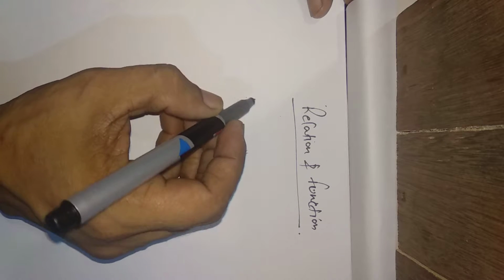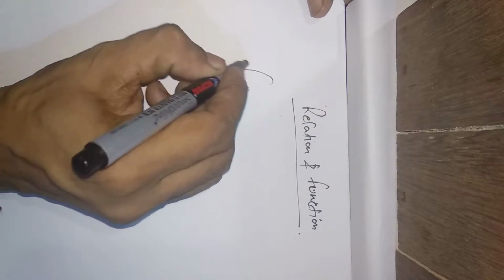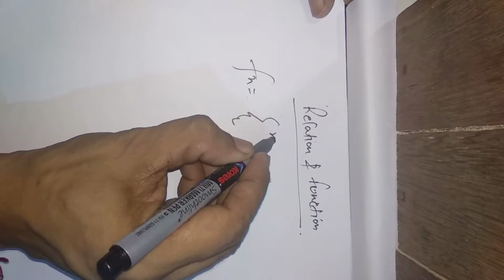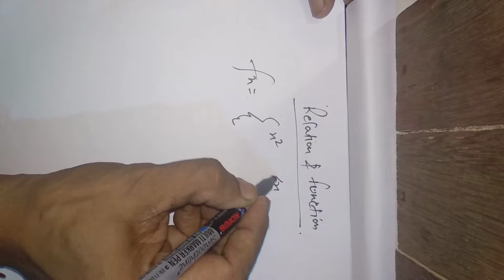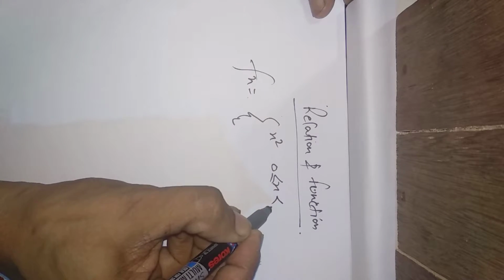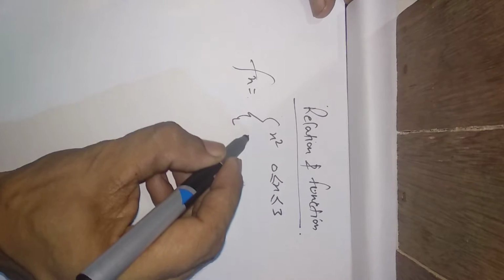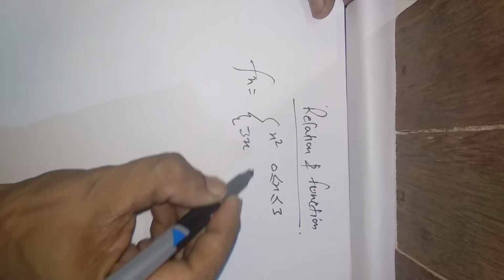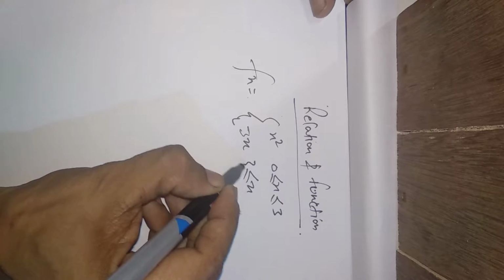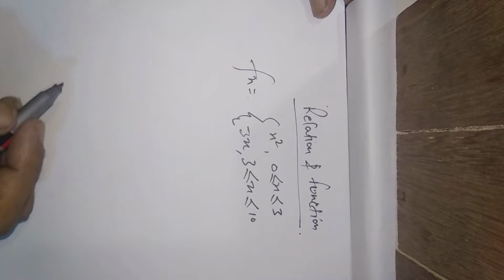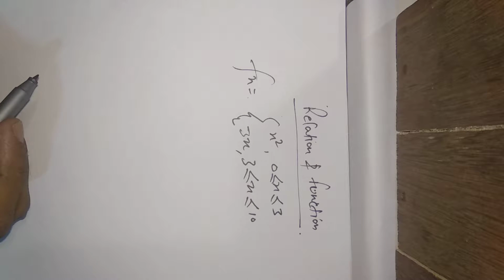For example, if we take f(x), a function defined by parts: x square if x is greater than or equal to 0 and less than or equal to 3, and the same function approaches 3x if x is greater than or equal to 3 and less than or equal to 10. And we want to make sure whether this is a relation, or a function, or both.